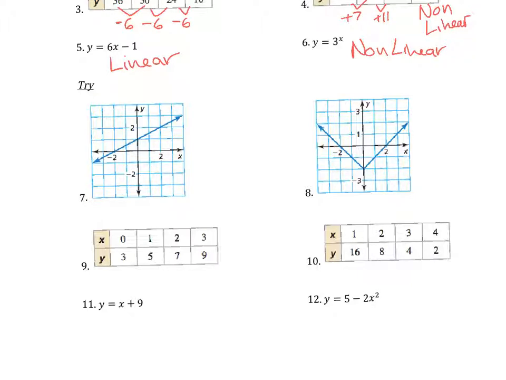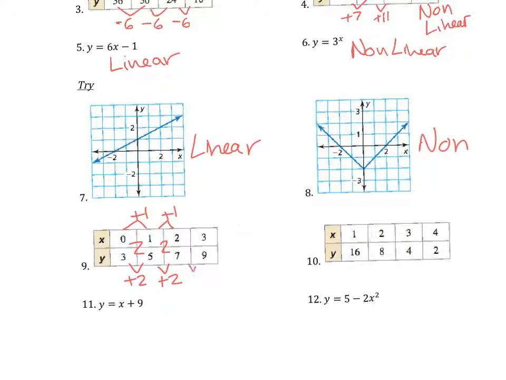All right, so the graphs are the easiest ones, right? We got linear because it's a straight line, non-linear because it's not a straight line. Okay, let's look at our tables of data. So 3 to 5 is plus 2. 0 to 1 is plus 1. So 2 over 1 is just 2. 5 to 7 is plus 2. 1 to 2 is plus 1. 2 over 1 is 2.